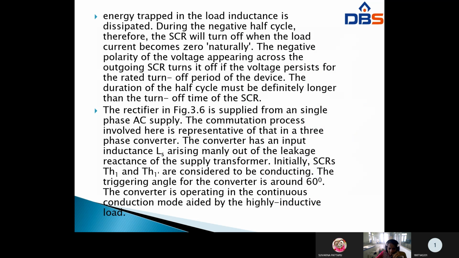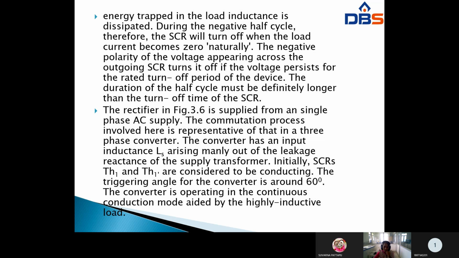Energy trapped in the load inductance is dissipated during the negative half cycle. Therefore, the SCR will be turned off when the load current becomes zero naturally. So the negative polarity of the voltage appearing across the outgoing SCR turns it off. If the negative voltage persists for the rated turn-off period of the device, the duration of the half cycle must be definitely longer than the turn-off time of the SCR.